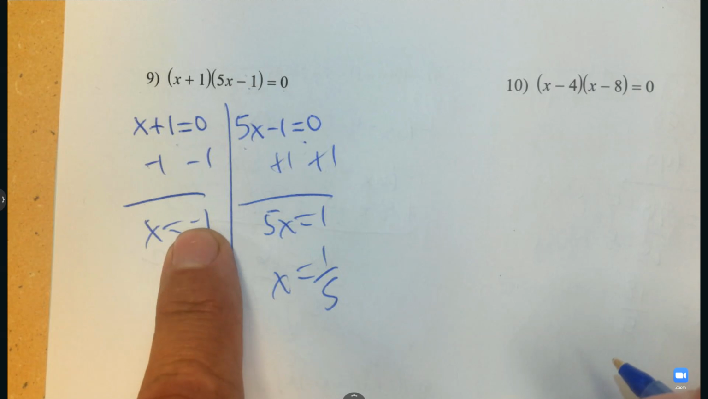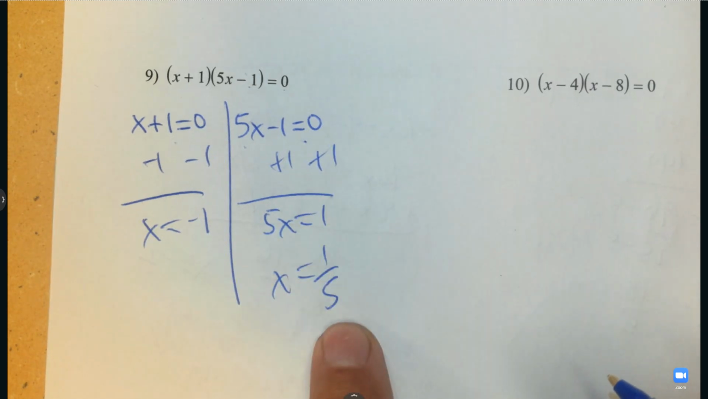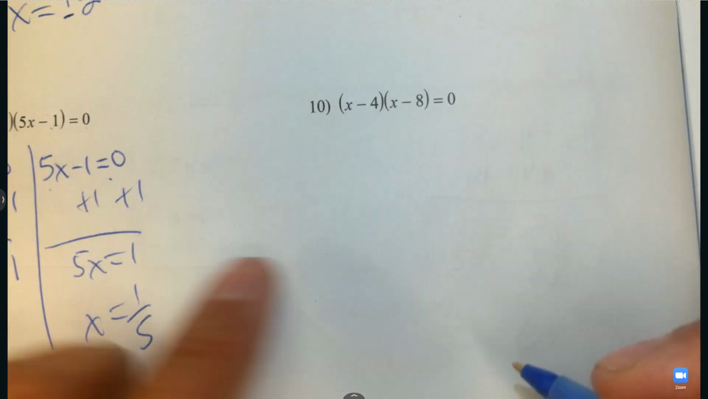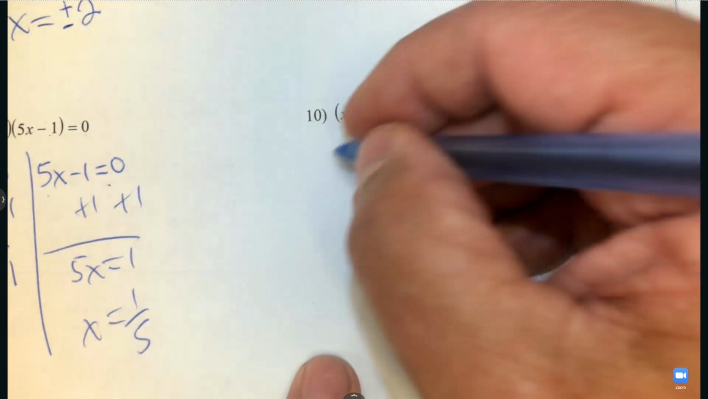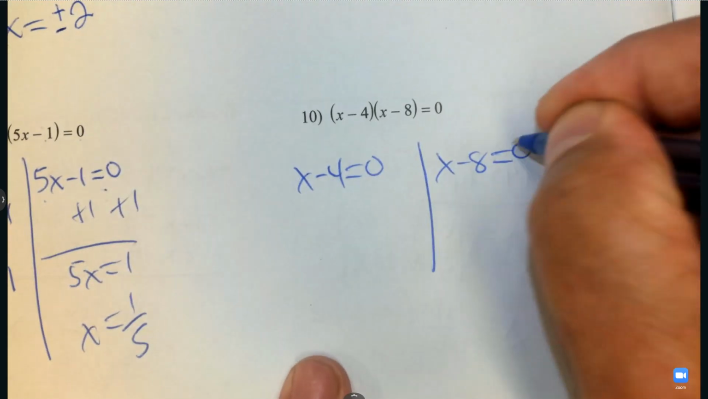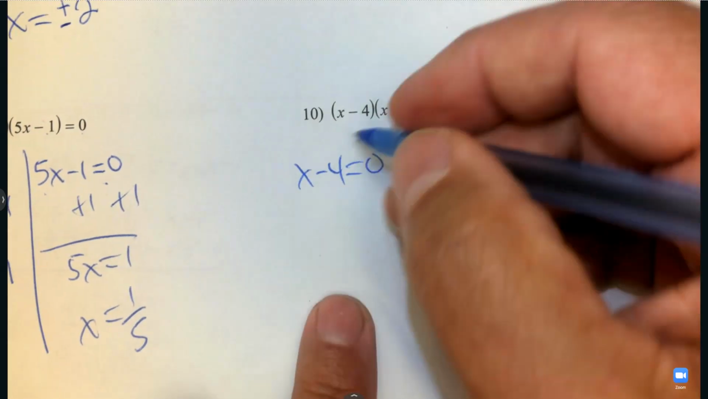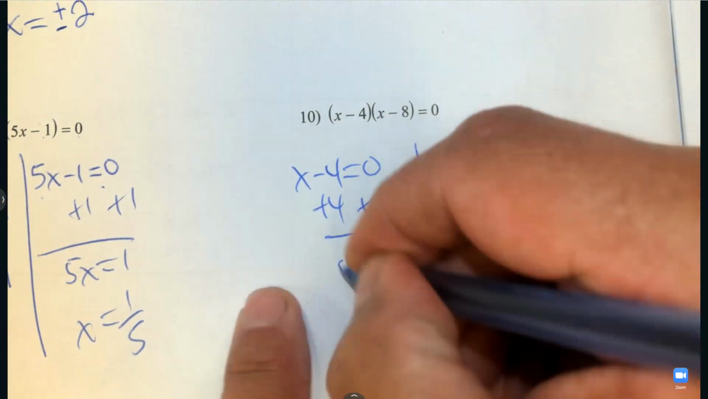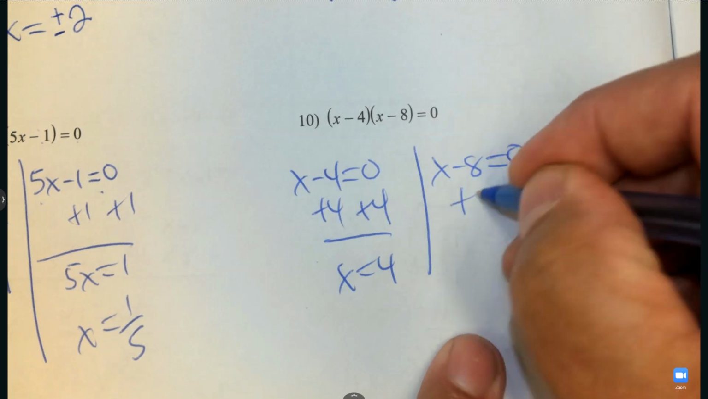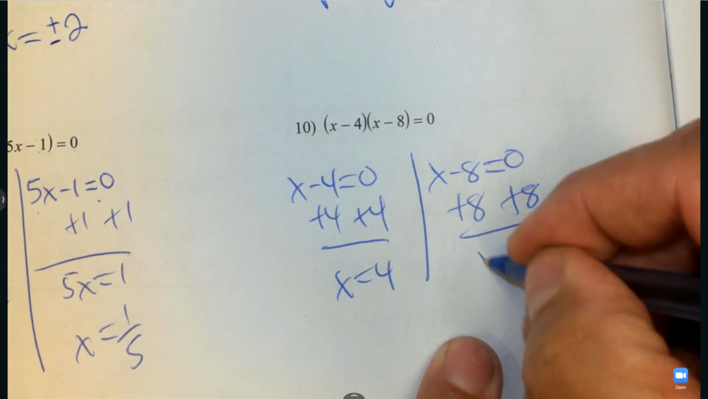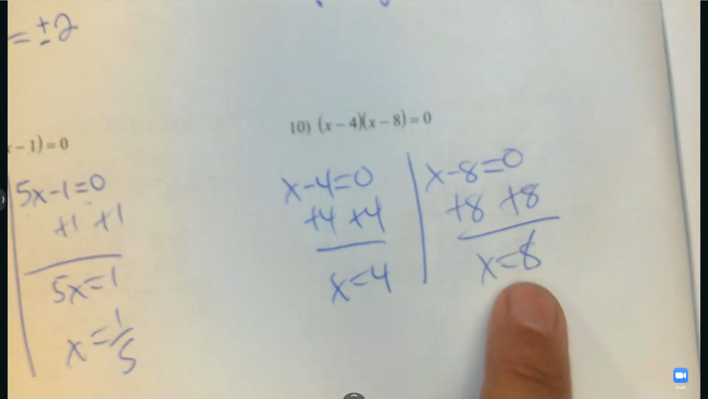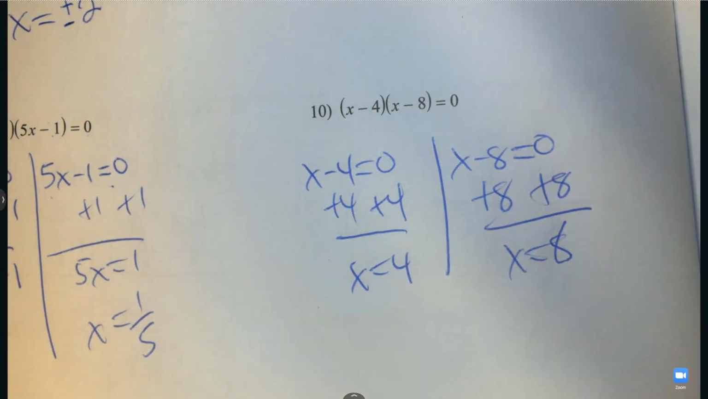So one answer is -1, and then the other answer is 1/2. I like it when they're already factored. So each factor equal to 0, and just solve them separately. So instead of subtracting 4 to get x by itself, we're going to add 4. Instead of subtracting 8 to get x by itself, we're going to add 8. 2 answers. Most of the time for a quadratic, there's going to be 2 answers.